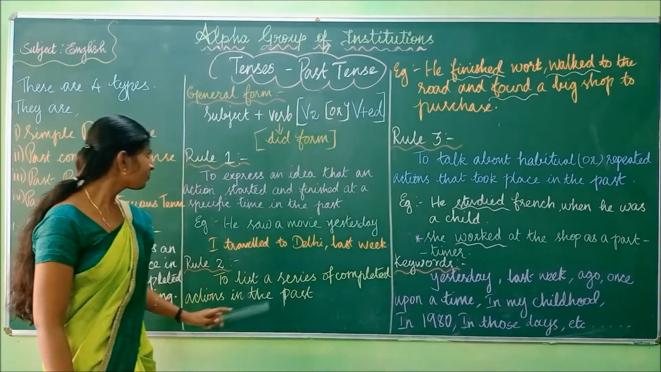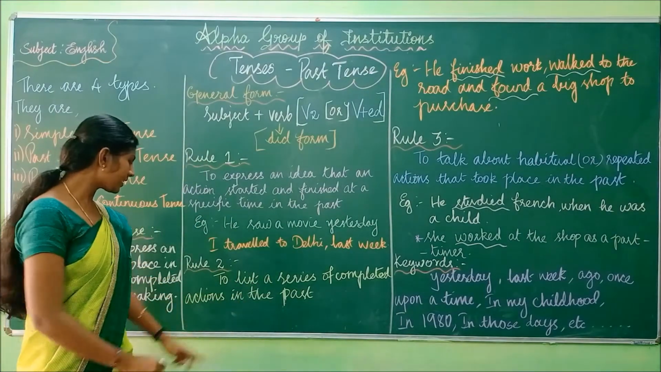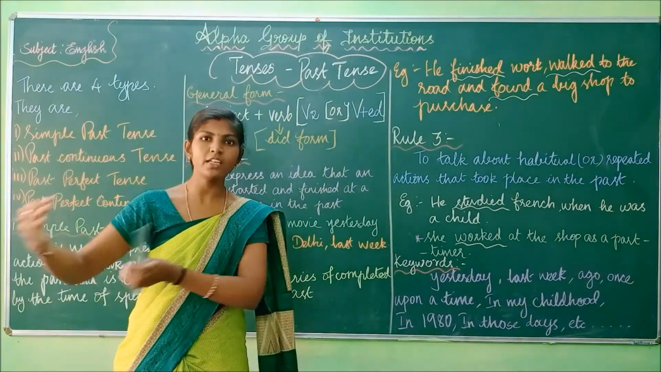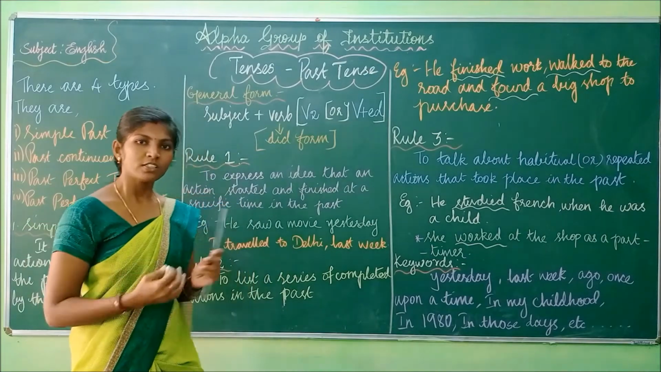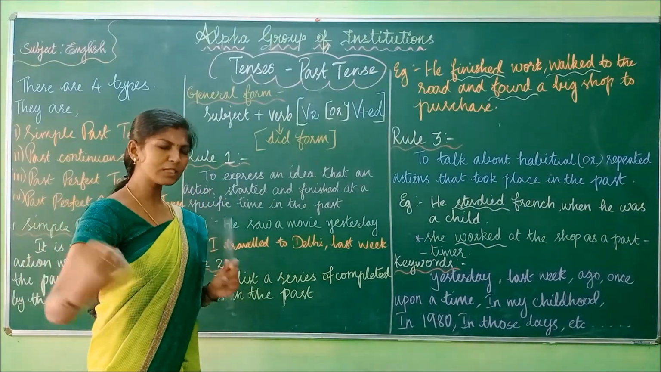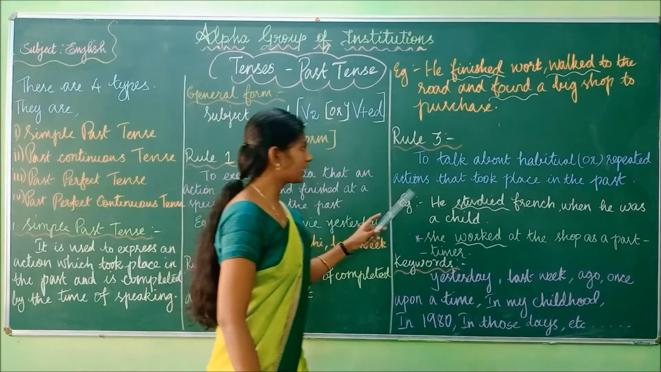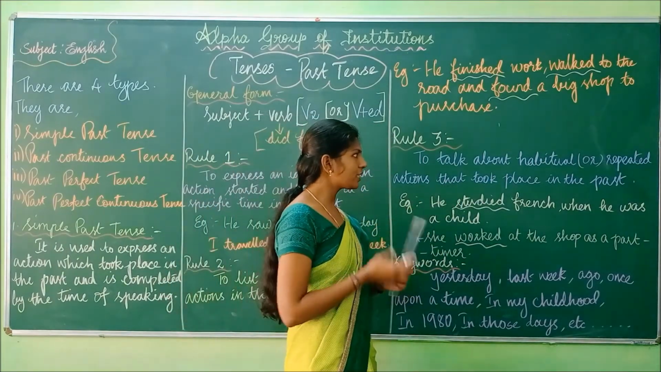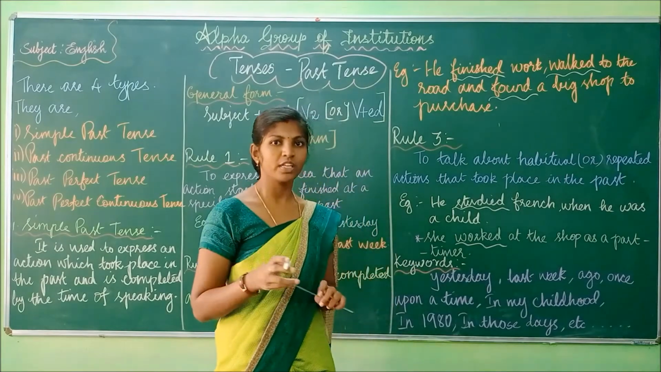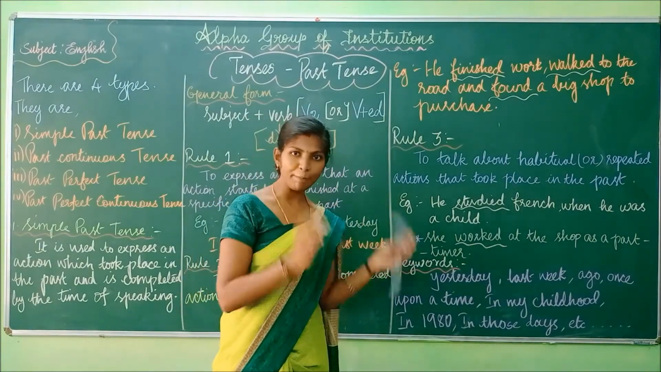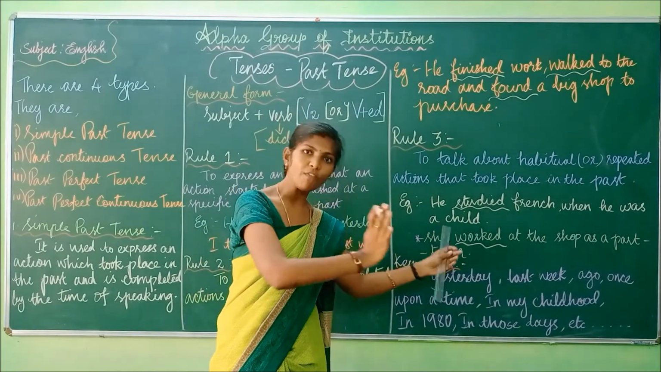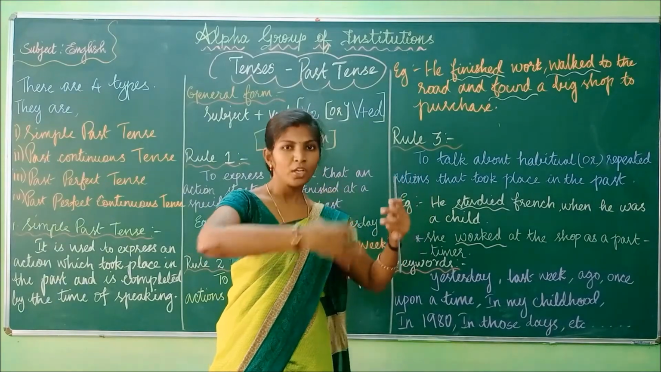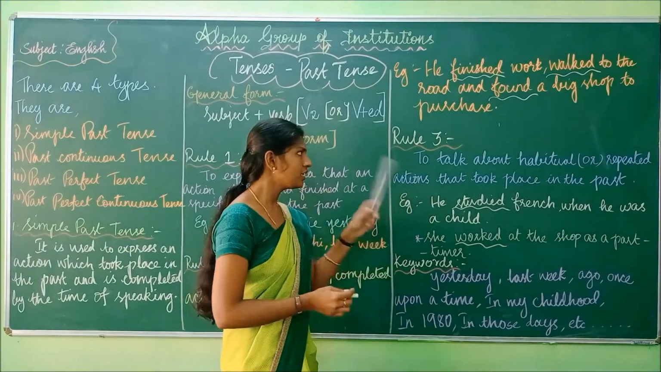And the next one, to list a series of actions in the past. So when some things are happening on a regular basis, in a series, we use this rule. And the next one is to talk about the habitual or repeated actions that took place in the past. So some habitual action or routine work, repeated work that we are doing for a period of time, that was over in the past, not now. That was over in the past, but it was happening for a long time, for a period of time. For this, we use this rule.